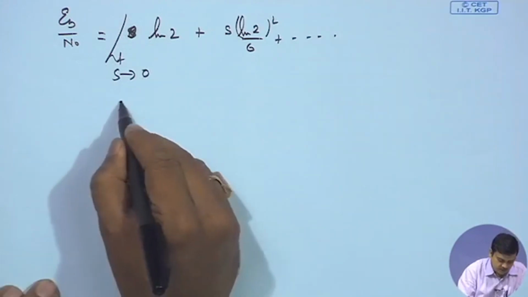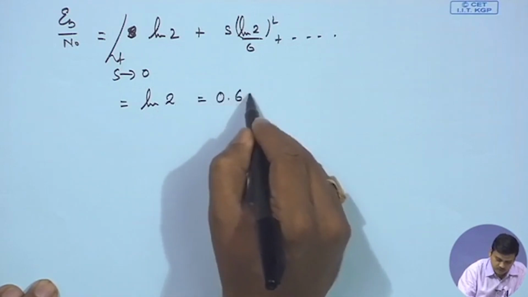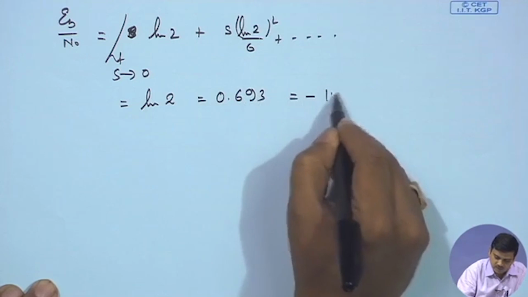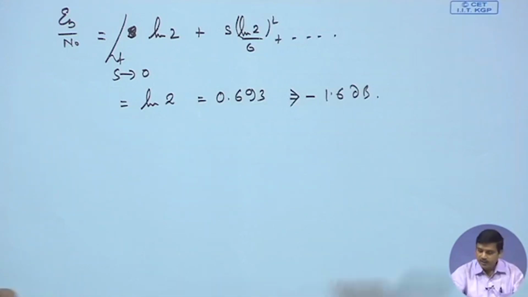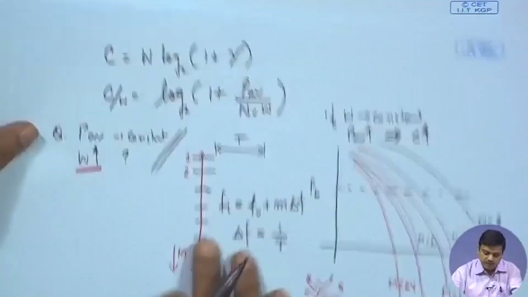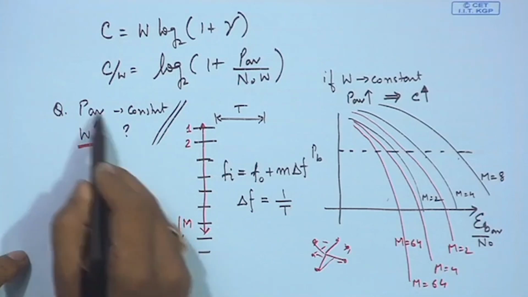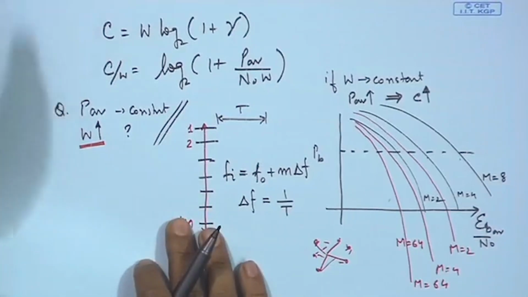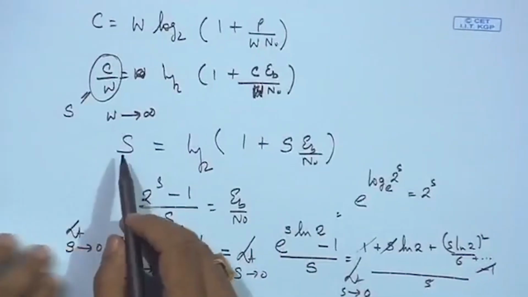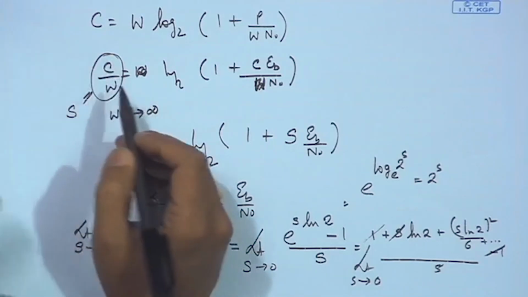So, with limit S tending to 0, this would turn out to be the natural logarithm of 2, which is 0.693, which translates to minus 1.6 dB. So, what we have seen here again is that if we try to increase W indefinitely by keeping PAV constant, we get a few things. One is the spectral efficiency tends to 0, simply because we have let W tend to infinity. So, this ratio must tend to 0.